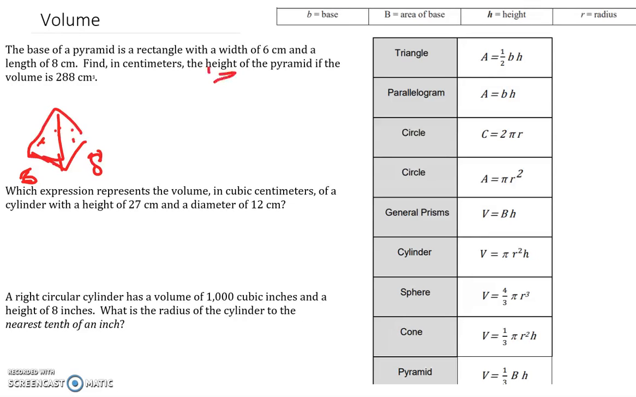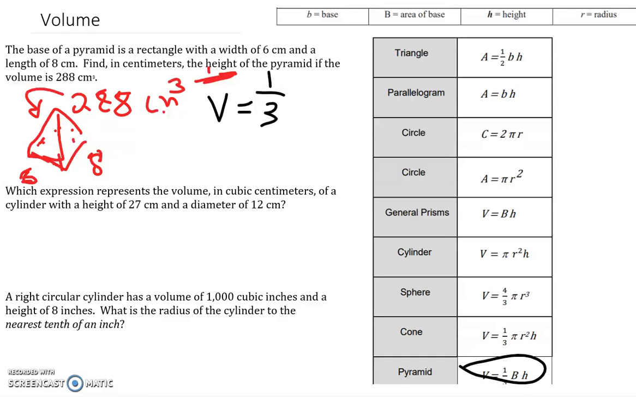It's asking us to find the height of the pyramid if the total volume is 288 centimeters cubed. So I know that is my volume here. What I'm going to do now is find what my formula is for a pyramid. My pyramid formula is 1/3 of the base times the height. Now I'd like you to get used to seeing the formula sheet that's going to be available for you on your end of the year test.